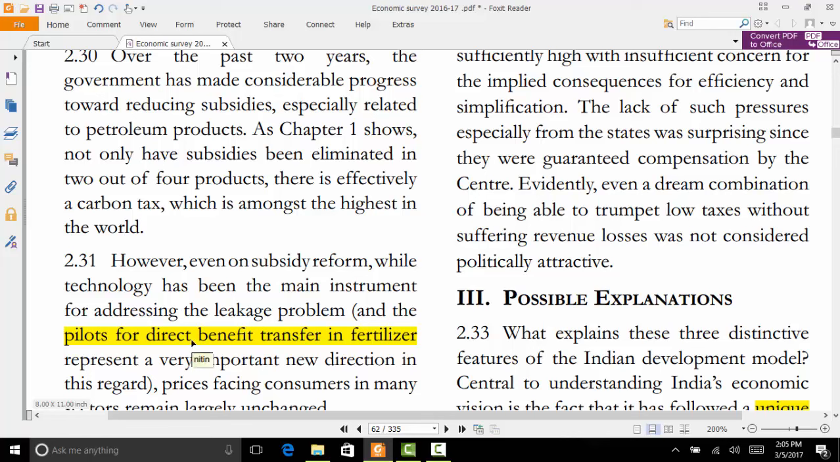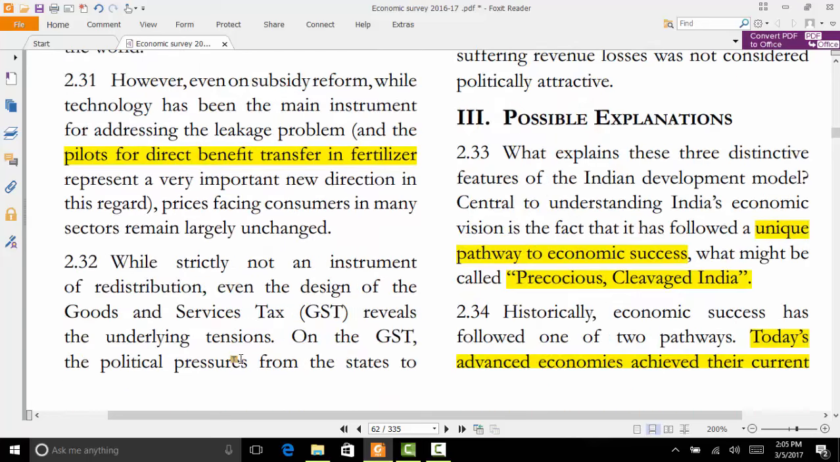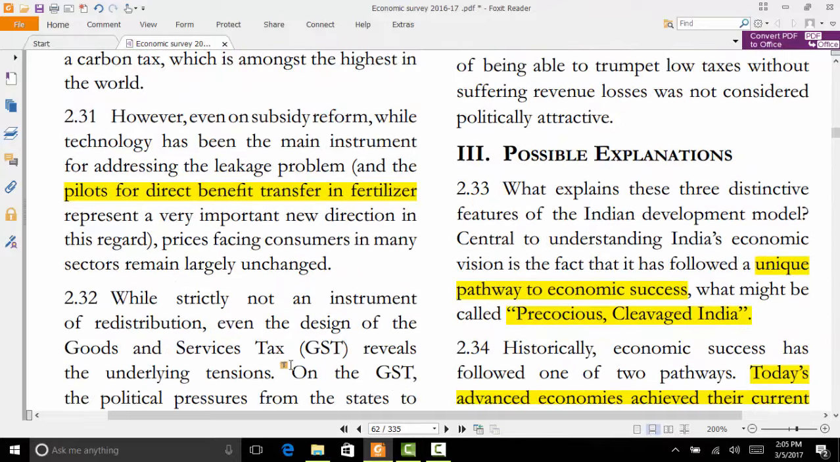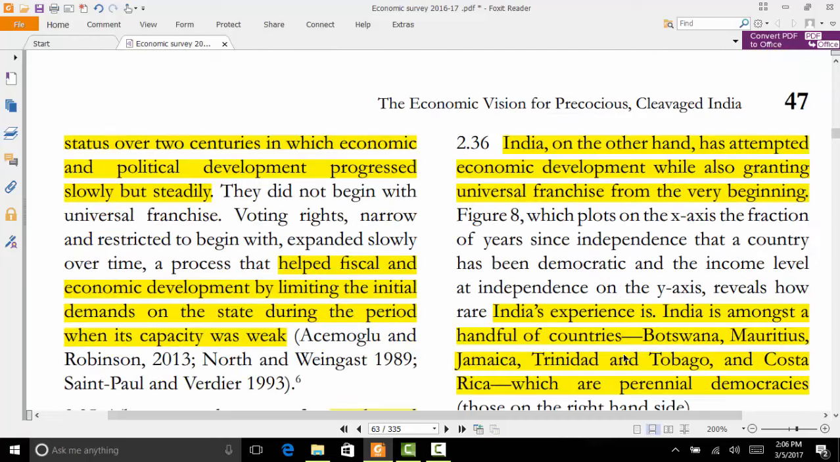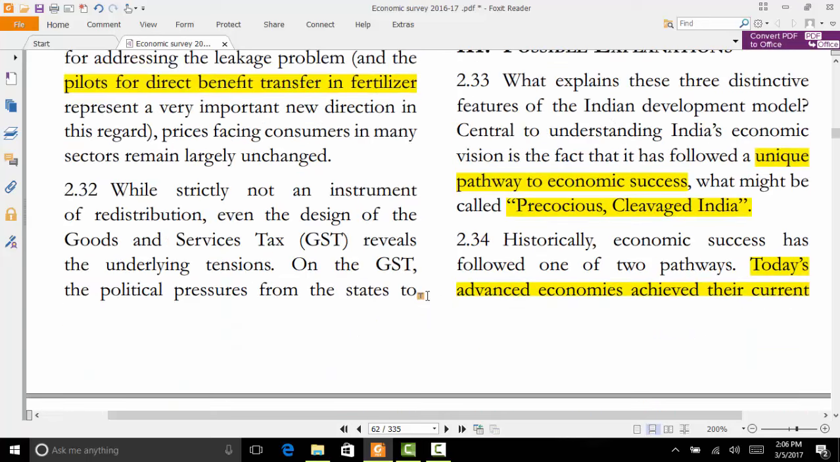Now the DBT in fertilizer is being proposed, and the pilot project is there in certain districts. Come to possible explanations. There is a unique pathway to economic success, that is the precocious, clever India. They discuss the advanced economies.